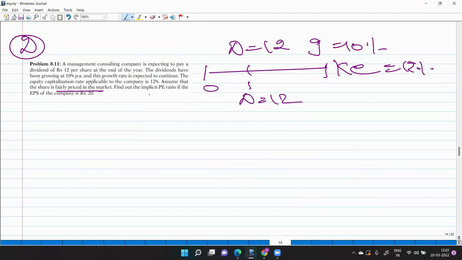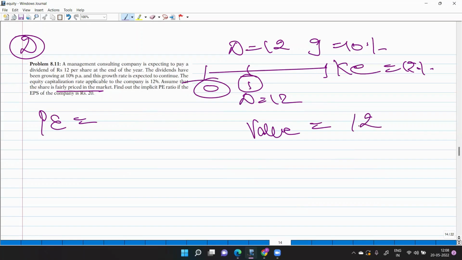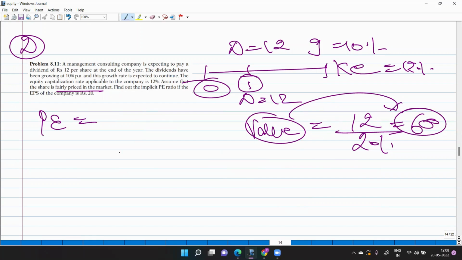Okay. Now, before I move on how to calculate the PE ratio, let's calculate the value of share. Again, मुझे dividend यहाँ का दिया हुआ है, इस period का नहीं दिया हुआ, तो instead of doing D0 into 1 plus G, I will simply write 12 upon KE minus G, that is 12% minus 10%, comes out to be 2%. This will come out to be 600. The value of share is 600. ठीक है?